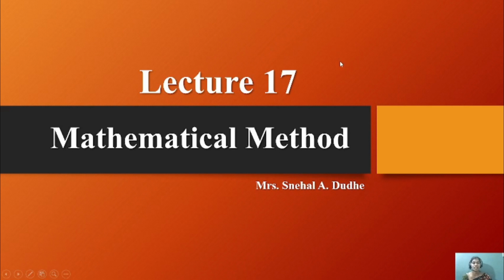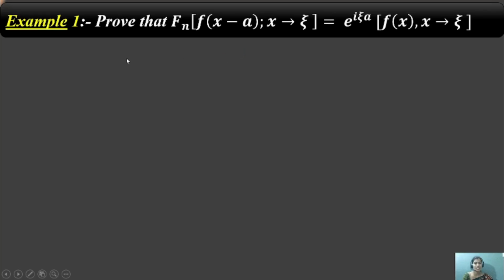In the previous lecture we got some formulas, and these formulas will be used in this example. Let us get started with the example. First, prove that the n-dimensional Fourier transform of f of x minus a, taken from x to xi, equals e to the power i xi a times the Fourier transform of f of x from x to xi. Now let us go to the solution.